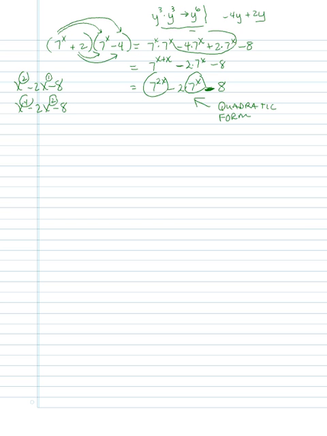Okay. Well, that leads us to this next problem. We're to solve this equation. 5 to the power 2x plus 2 times 5 to the power x minus 3 equals 0.